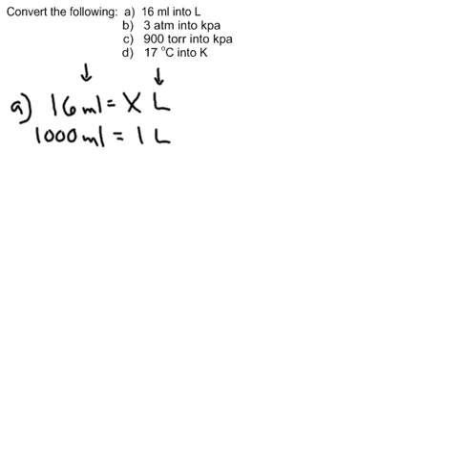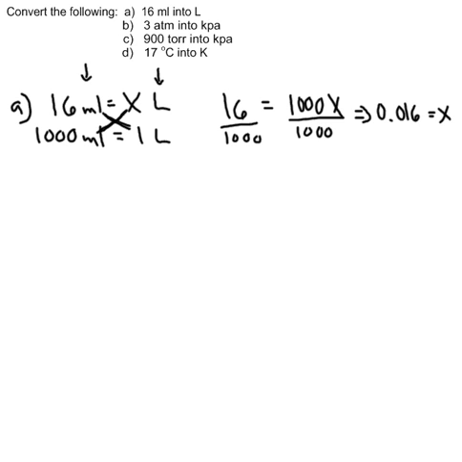Once you've got this set up that way, you simply cross multiply and then divide out to find your X. So in this case, 16 times 1 is 16, equals X times 1,000, equals 1,000 X. And now to get X by itself, divide out the 1,000. And we find that X equals 0.016 liters. So basically, if you remember this, to convert milliliters, you just divide by 1,000 to get into liters. This is the long way of showing that.